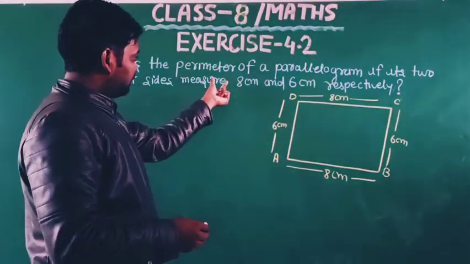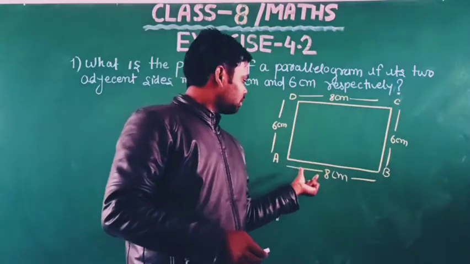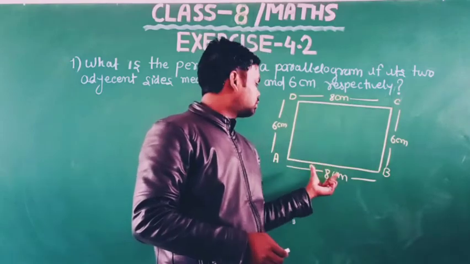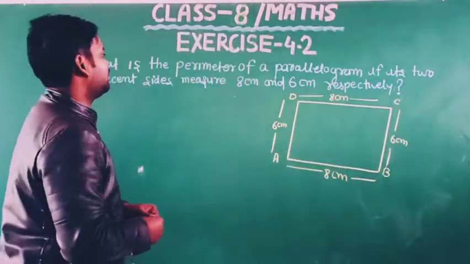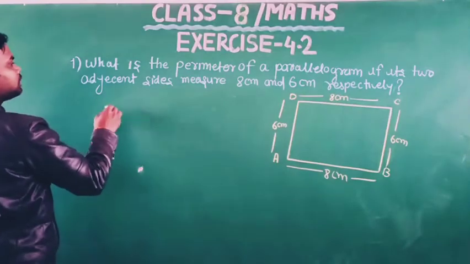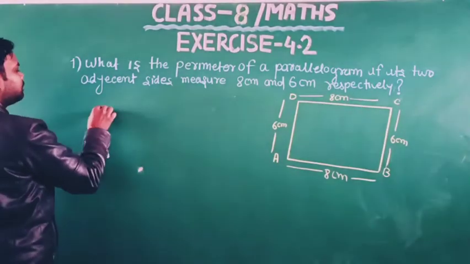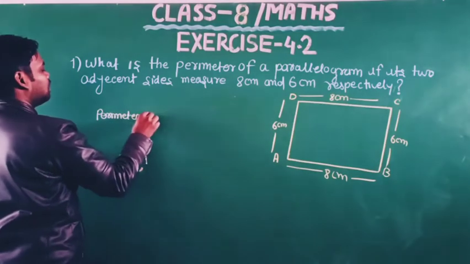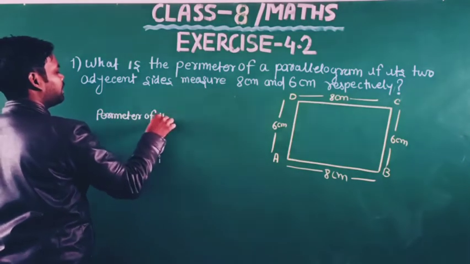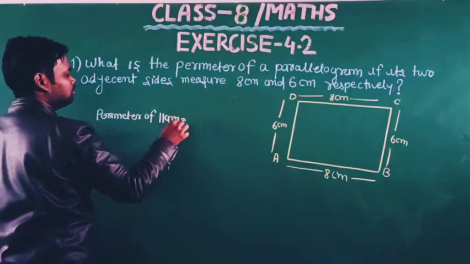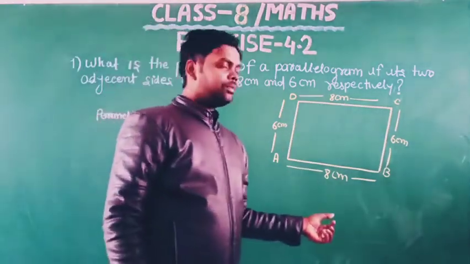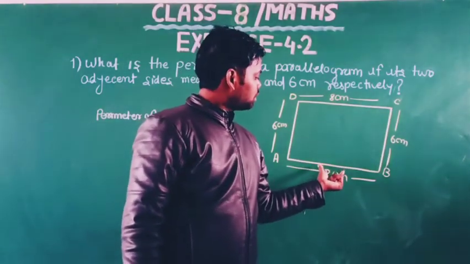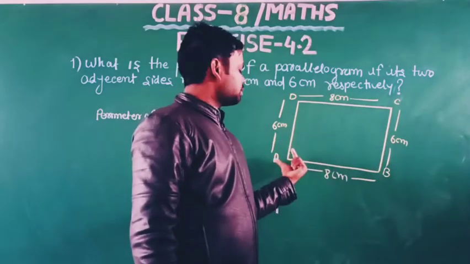Now perimeter means the sum of all the boundaries, sum of all boundaries. So the perimeter of the parallelogram is equal to the sum of all the boundaries: AB plus BC plus CD plus DA.